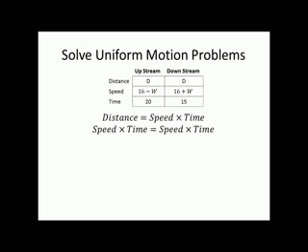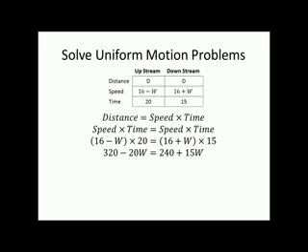We take a speed times time upstream and set it equal to a speed times time downstream. Again, the distances are the same. So 16 minus W is our speed upstream times 20, our time upstream, and set that equal to 16 plus W, our speed downstream, times 15, our time downstream. So again, we've got an equation with an unknown to solve for.